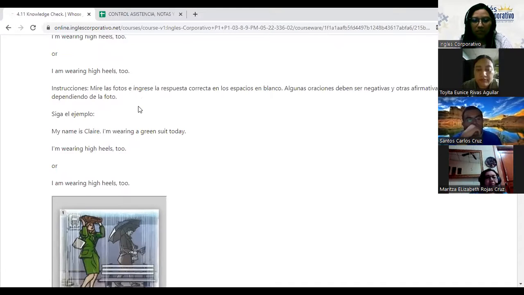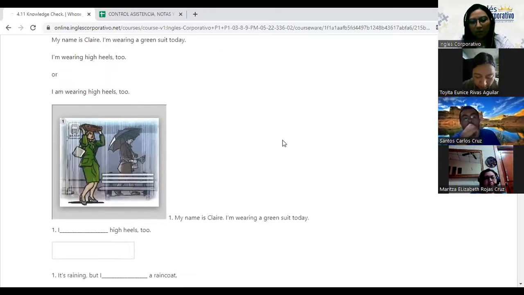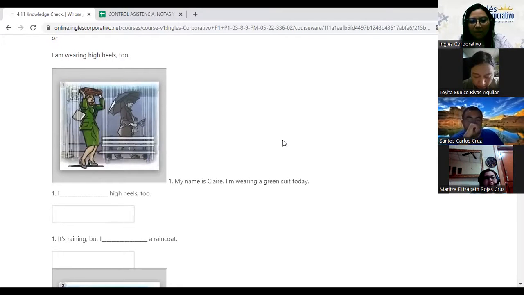Indicación, instrucciones, mira las fotos e ingresa la respuesta correcta en los espacios en blanco. Algunas oraciones deben ser negativas y otras afirmativas dependiendo de la foto. Y nos da el mismo ejemplo, sigue el ejemplo. What is happening right now? Look at that girl, it's raining. ¿Qué más está pasando en la picture? Está lloviendo. It's raining, very good.